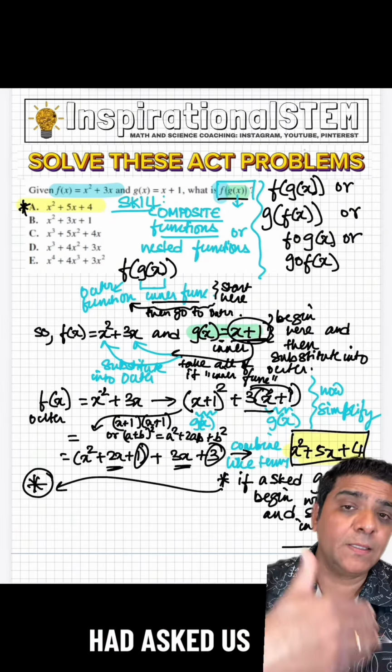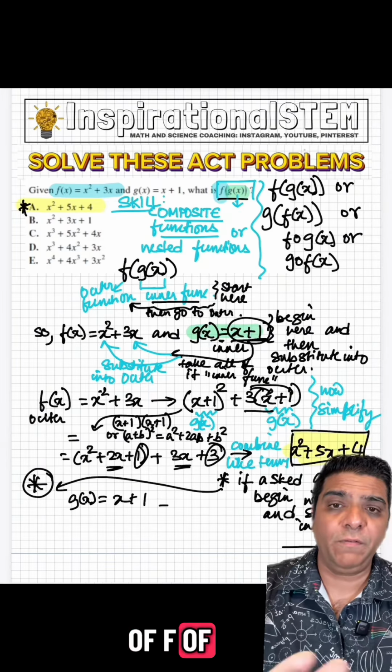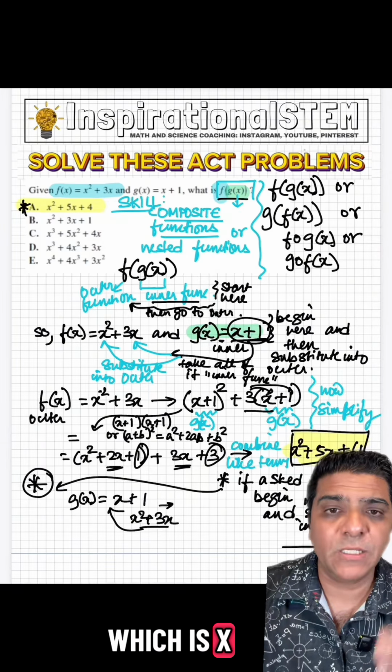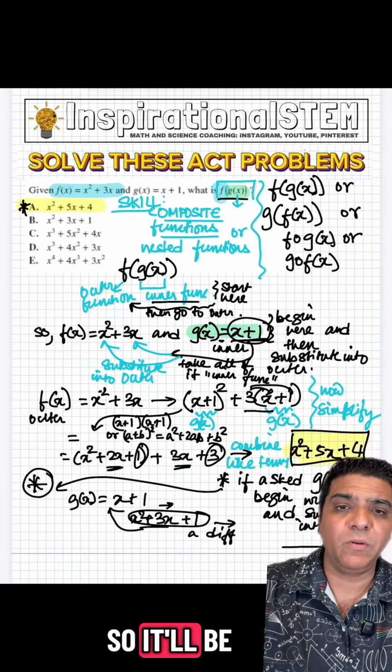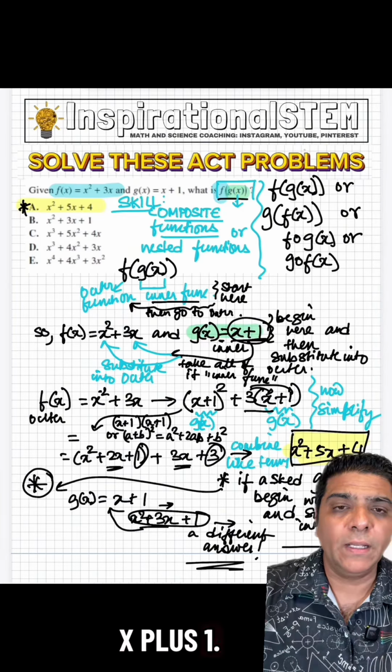If they had asked us g of f of x instead of f of g, then we would start with f of x, which is x squared plus 3x, and substitute that into g of x. So it will be x squared plus 3x plus 1. That's a completely different answer.